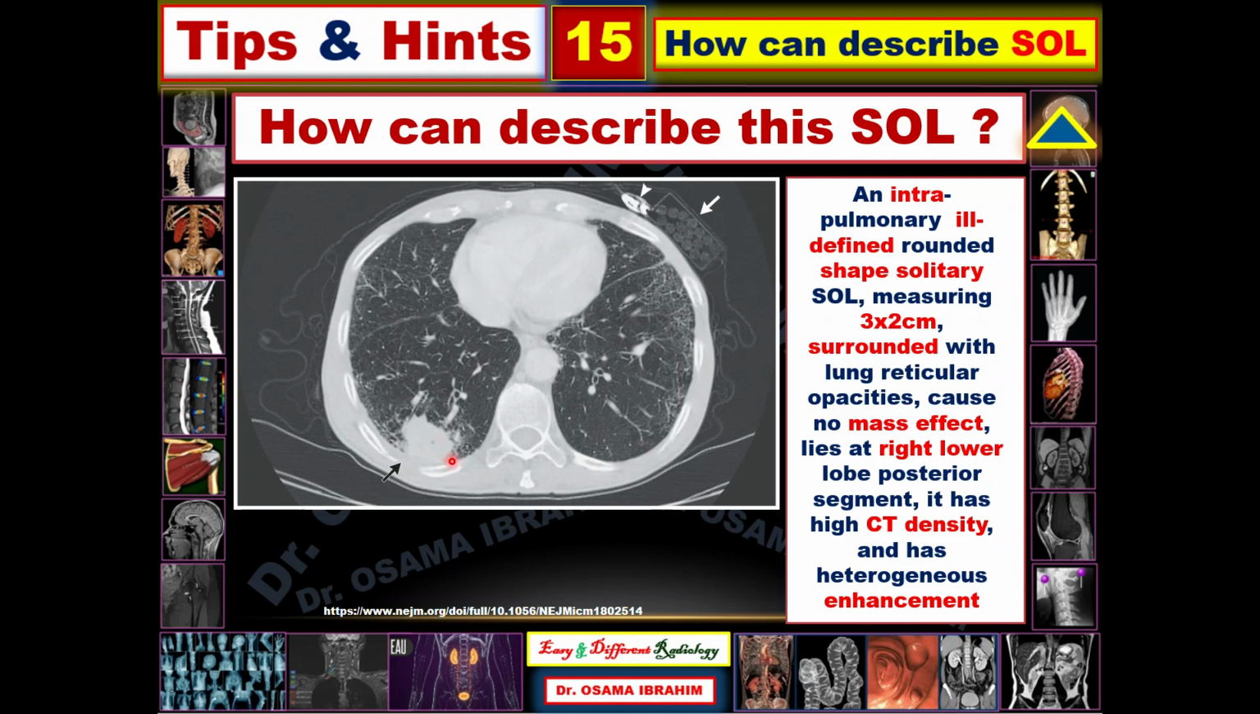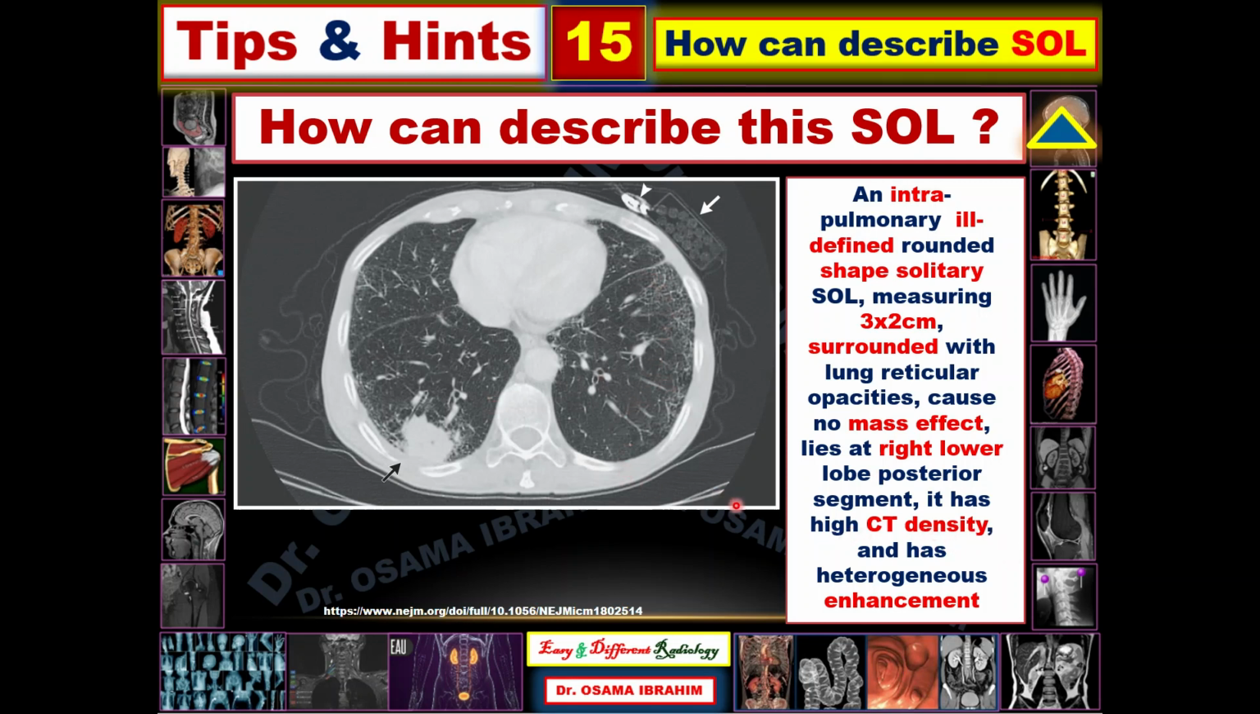And what about the mass effect? It can cause a mass effect, or if there is no mass effect you can mention it causes no mass effect. And the site of the lesion lies at the right lower lobe, the posterior segment, if you want to be more specific. So the site of the lesion and the side, right side, and according to the signal here, this is CT, so it's not signal, it is density. You can mention it as a high CT density.